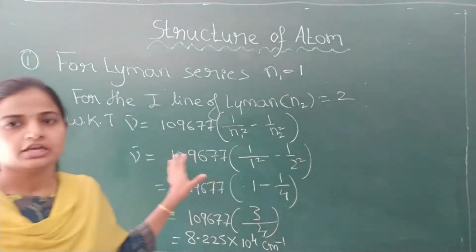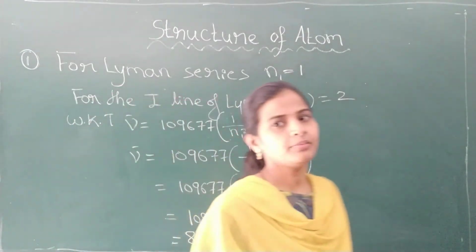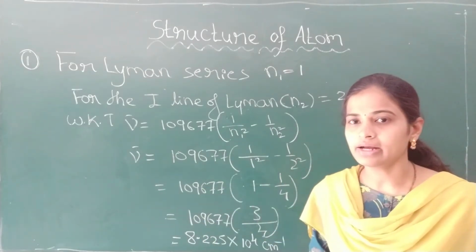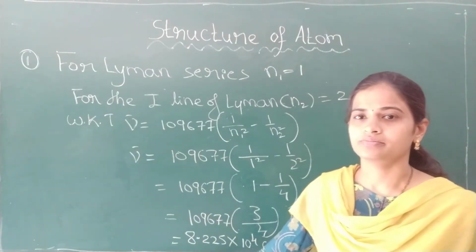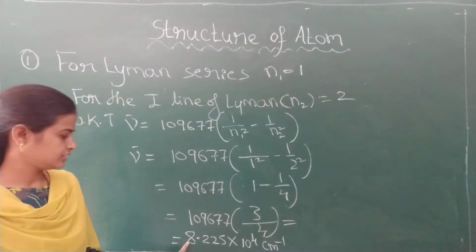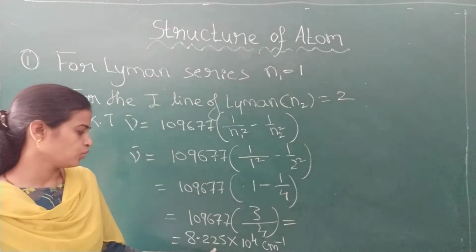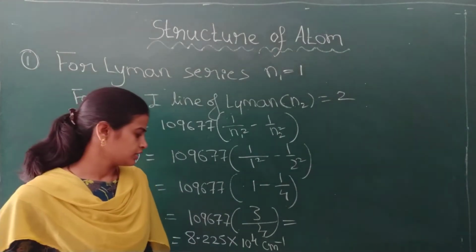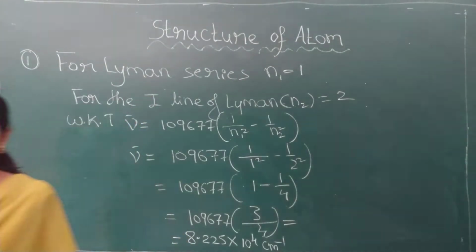Got it? If you have not calculated that problem, you can write it down now. If you have already calculated, you can cross check with your answer. The final answer is 8.225 into 10 raised to 4 per centimeter.